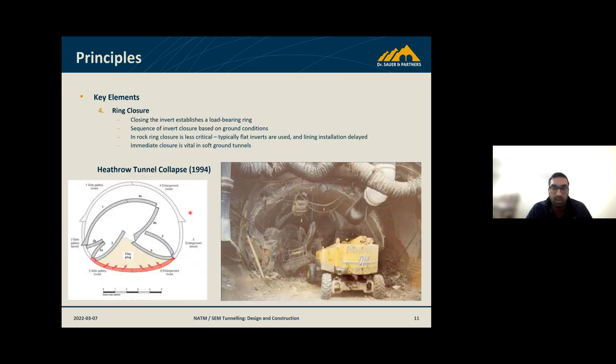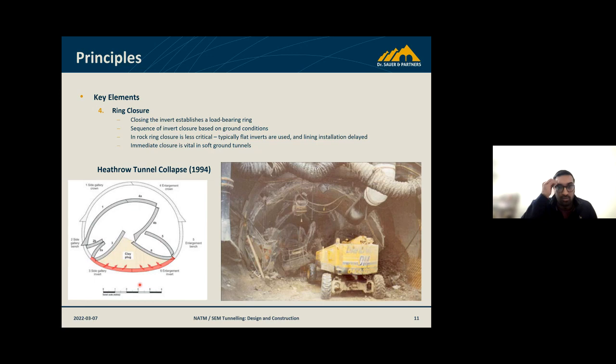Ring closure is quite important. As we're excavating the ground to create that full ring around, closing the invert establishes that load-bearing ring, and there is a sequence of invert closure based on ground conditions. In rock, ring closure is obviously less critical as the rock has a better self-support mechanism, so you typically have flatter inverts, and the lining installation can be delayed as well.